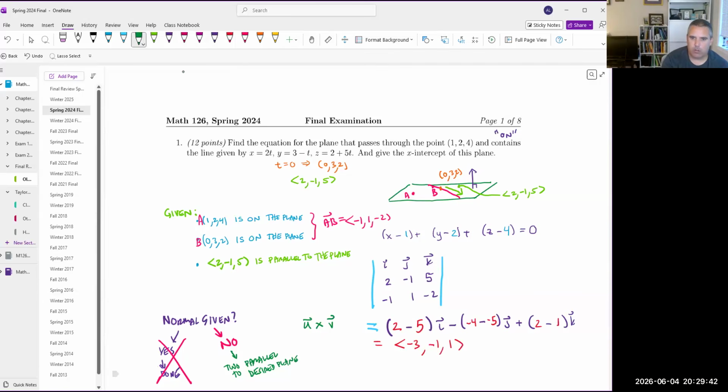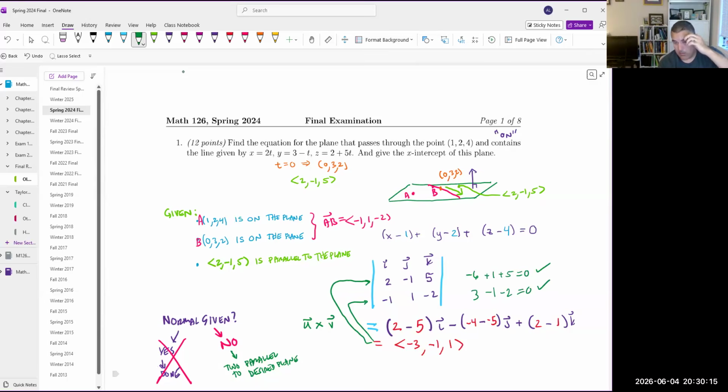And the way we check our work is, is this perpendicular to this? And is this perpendicular to this? So let's do our quick check. You check if they're perpendicular by checking their dot product. So the dot product will give me -6 plus 1 plus 5, which is 0. Check. The next one will give me 3 minus 1 minus 2.